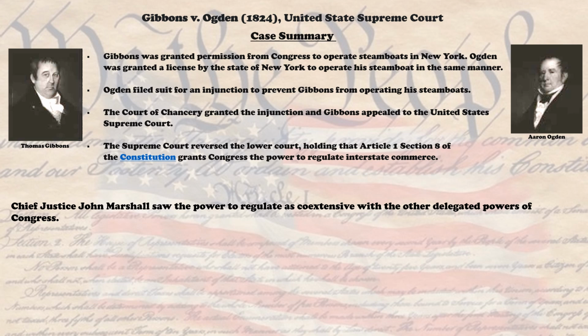Basically, they were both operating ferries going between New York and New Jersey on the Hudson River. Gibbons was given his license by New York State. Ogden was given his license by the federal government, right? So the question was, who had the monopoly? And that's what the whole issue was, right?